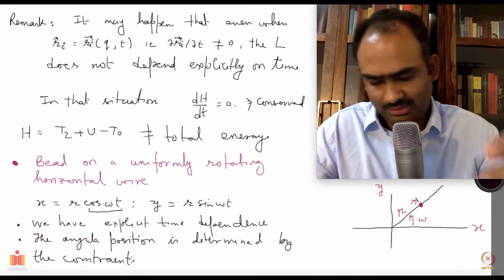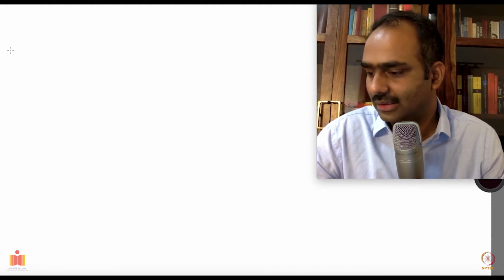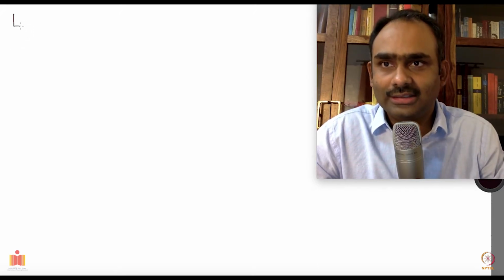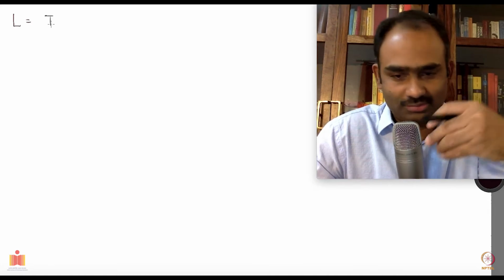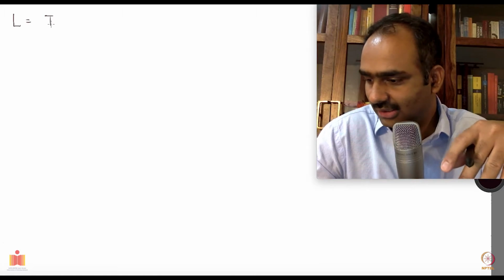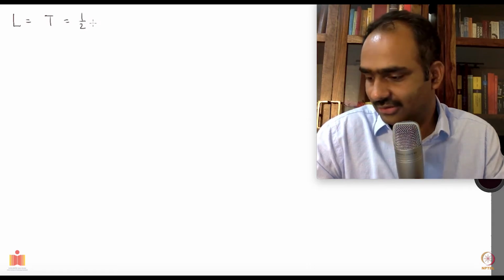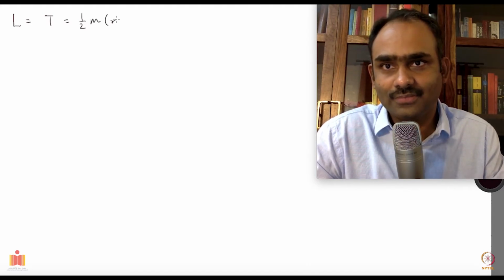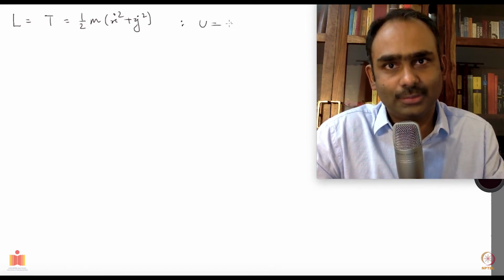I believe we have already done this example earlier, so you can do the following. So clearly the Lagrangian in this case is just the kinetic energy, because there is no potential energy involved in this problem. So it's just the constraint. There are no other forces acting on the bead other than the force of constraint. So your kinetic energy is all you have in the Lagrangian. So half m x dot square plus y dot square, and as I said, the potential energy is 0.